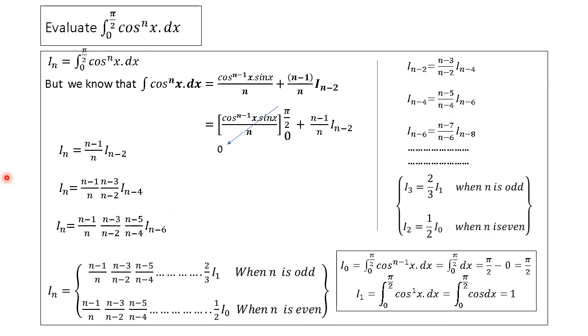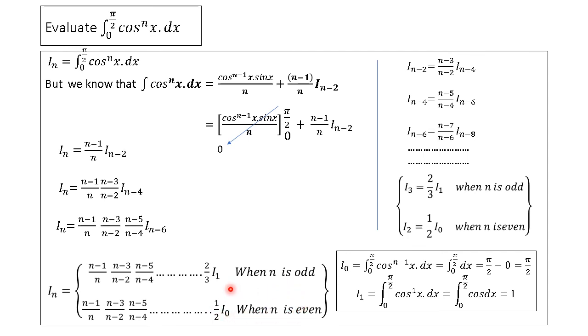Combining all these values, see here, I_n is equal to (n minus 1) divided by n into I_(n minus 2). Putting the value of I_(n minus 2), then you get I_(n minus 4). If you want I_(n minus 4), substitute this value here. Next, I_(n minus 6), and the next term contains I_(n minus 8), and so on. Continuing like this, in the last it ends up with 2 by 3 into I1 when n is an odd number, and 1 by 2 into I0 when n is an even number.